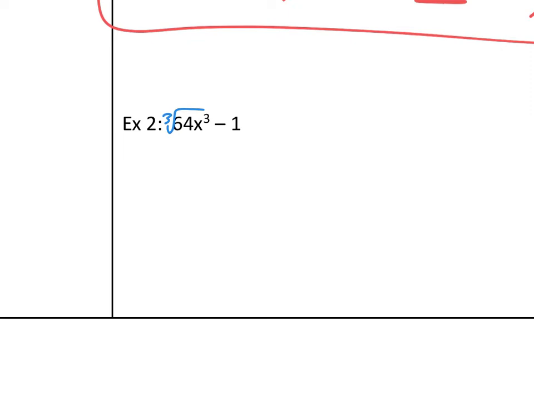Yep, it's 4. So the cube root of 64x to the third, would you agree with me that it is just 4x? And then the cube root of 1? 1. And this is a sum or a difference? Difference. So I'll start off. A minus B. 4x minus 1. Okay, so 4x minus 1. Then we need a squared, which is going to be... What's 4 squared? 16x squared.